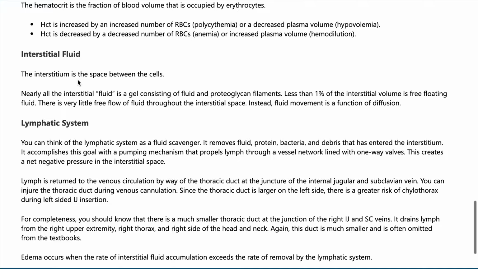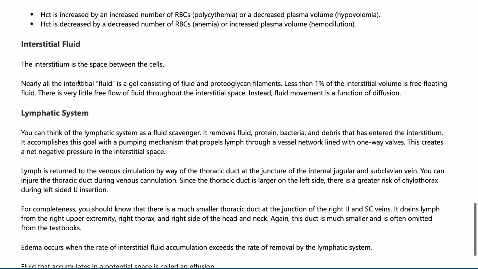Nearly all the interstitial fluid is a gel consisting of fluid and proteoglycan filaments. Less than 1% of the interstitial volume is free-floating fluid. There is very little free flow of fluid through the interstitial space. Instead, fluid movement is a function of diffusion.